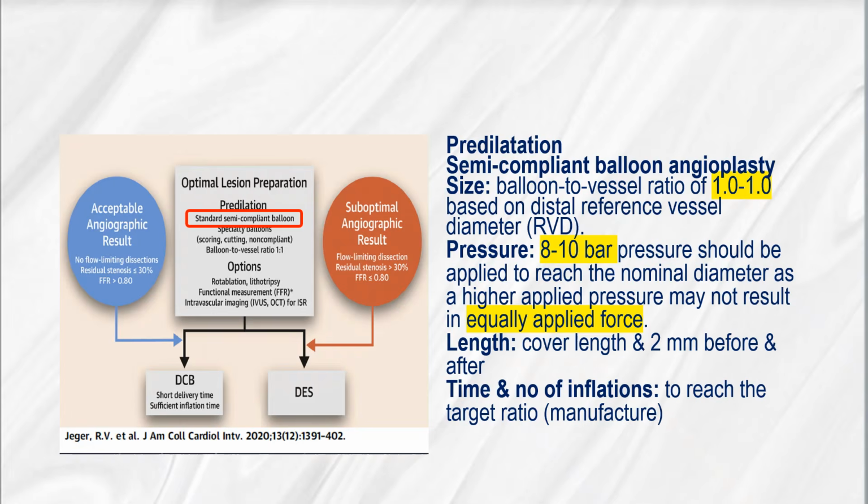First step is pre-dilatation. Start with semi-compliant balloon angioplasty, 1:1 ratio, 8 to 10 atmospheres to reach the nominal diameter, as higher pressures may not result in equally applied force. The time and the number of inflations to reach the target ratio is according to the manufacturer.